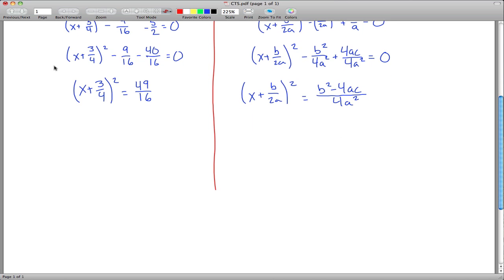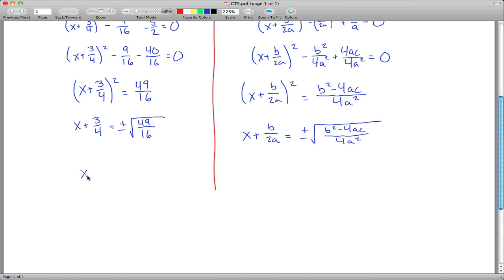Alright, moving on. Now we want to solve for x, so let's take the square root of both sides. That leaves us with x plus 3/4 equals, when you take a square root, make sure you leave the plus or minus, the square root of 49 divided by 16. Over here, x plus b over 2a is equal to, take the square root of both sides, so we need the plus or minus, b squared minus 4ac over 4a squared.